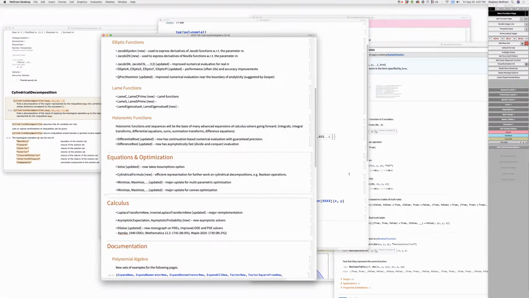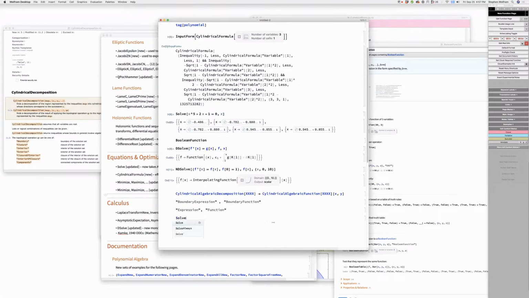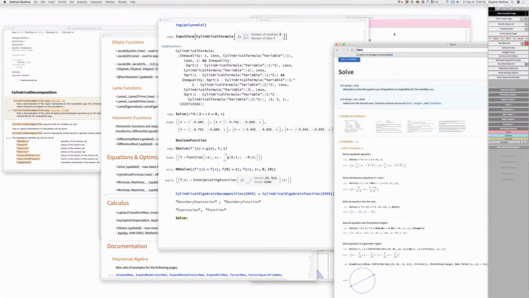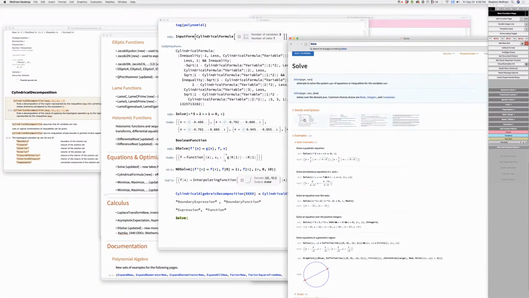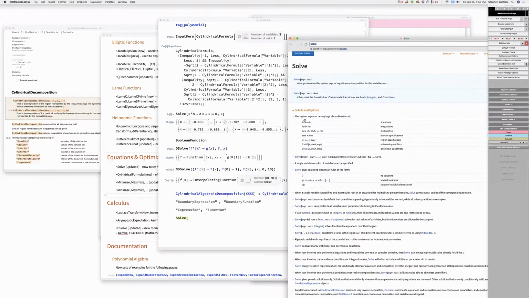Okay. Do I have to look at the solve thing with taking assumptions? Is that controversial or not? No, not particularly. I thought it had taken assumptions for like a decade.